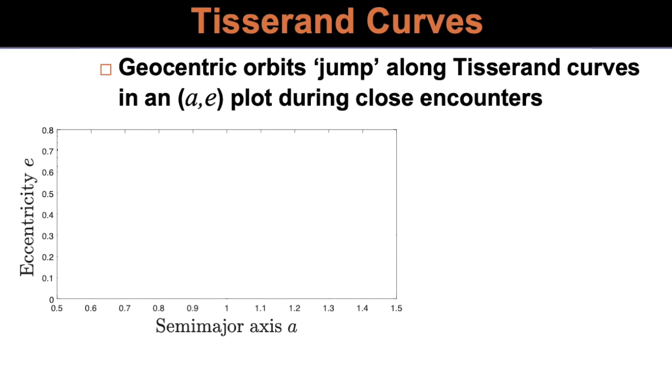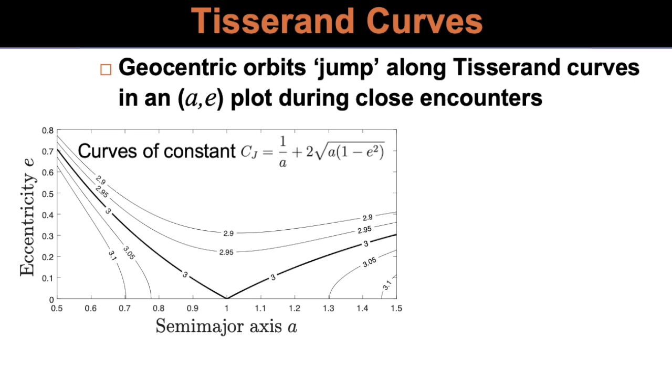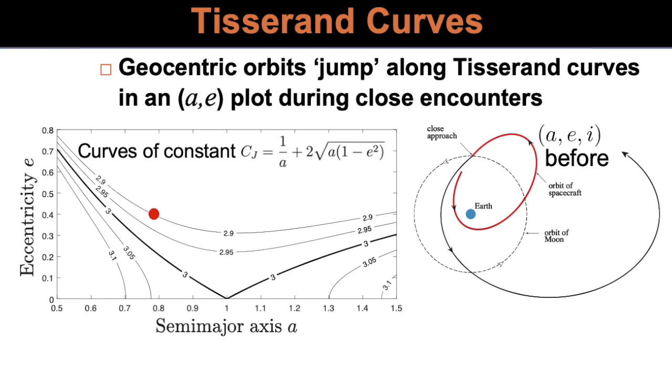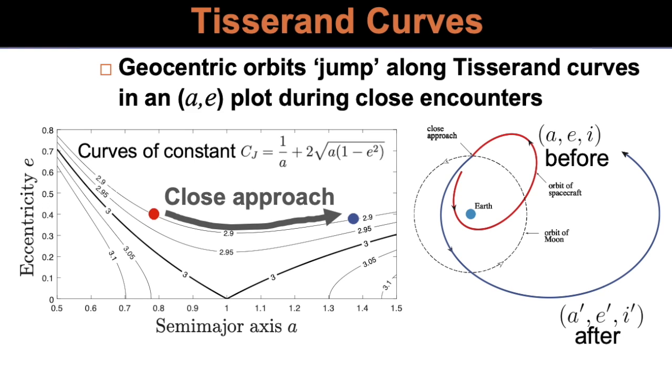So if we look at an AE plot, again, this is in the non-dimensional coordinates. I'm showing curves of constant Tisserand parameter, or Jacobian constant, when we have an inclination of 0. So let's say we have the same situation. This point represents our A and E before the close encounter. The close encounter is very quick, and then we're on another orbit, but they're on the same curve of Tisserand parameter.